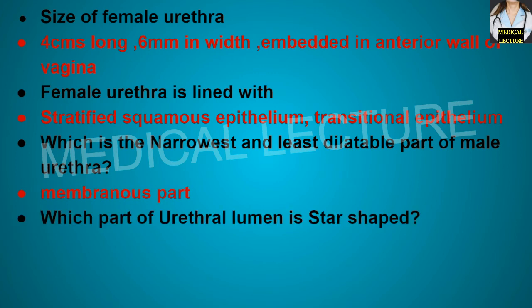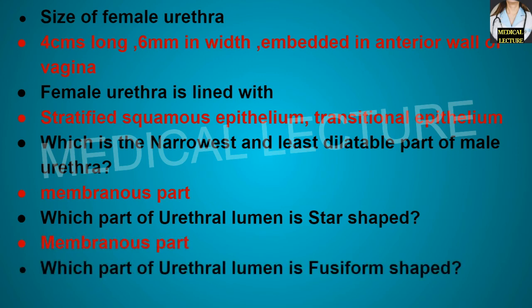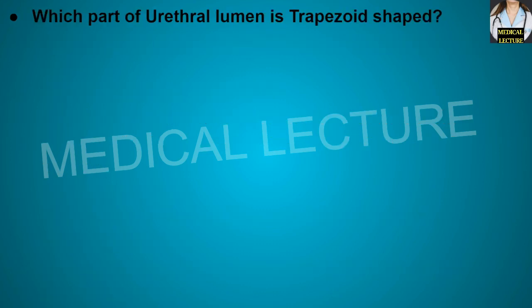Which part of the urethral lumen is star shaped? So it is the membranous part. Which part of the urethral lumen is fusiform shaped? So it is the prostatic part. Which part of the urethral lumen is trapezoid shaped? So it is the spongy part.